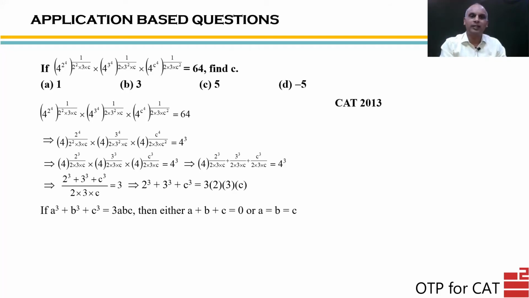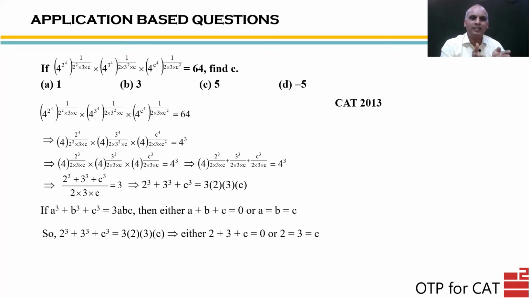Now we know that if a^3 plus b^3 plus c^3 is equal to 3abc, as we have already got, two possibilities are there. Either a plus b plus c is 0, or a equal to b equal to c. That we have seen already. That means in this case, either 2 plus 3 plus c is 0, or 2 equal to 3 equal to c. But obviously 2 equal to 3 equal to c is ruled out, because we know that 2 is not equal to 3. So that part is gone. So what we are left with is that 2 plus 3 plus c is equal to 0, and therefore c is equal to -5.